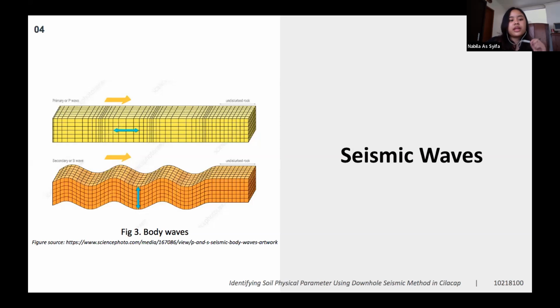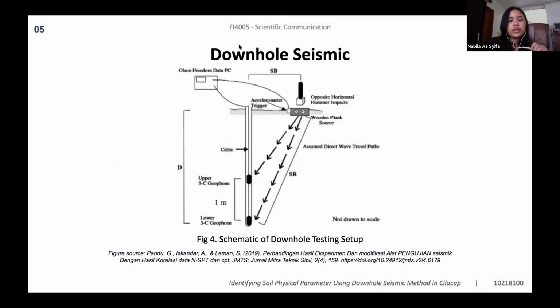Body waves are also related to rock elasticity properties. So this is why we didn't use the surface waves, because they only travel at some Earth surfaces. And how does the downhole seismic testing work?